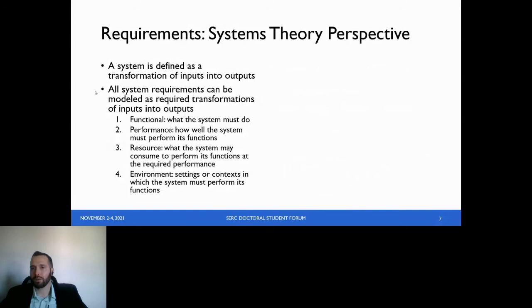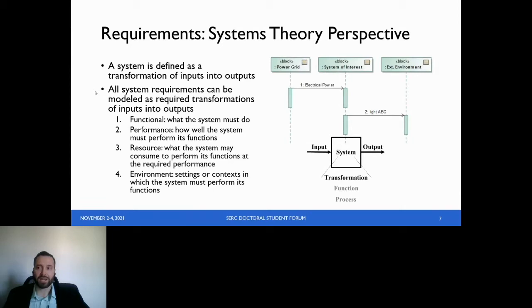Before we can actually understand verification, though, it's really important to go back to requirements, because verification is confirmation of adherence to system requirements. And within the context of systems theory, the definition of a system is very clear: a system is defined as a transformation of inputs into outputs, which means that system requirements are effectively required transformations of inputs into outputs.